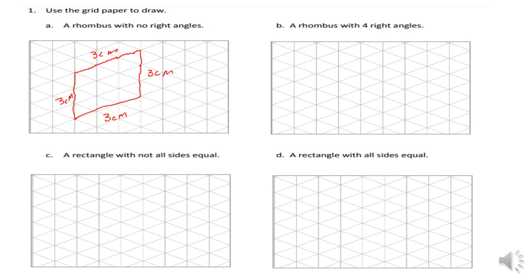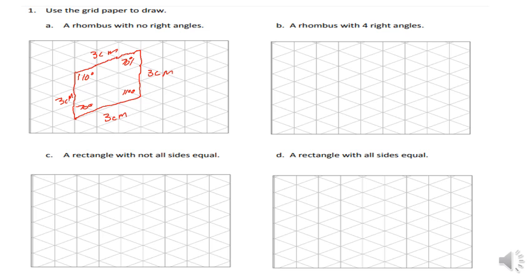Now I made sure that they were not 90-degree angles. Assuming these are isosceles triangles, each one of these is probably 55, so that'd probably be a 110-degree angle here. That means the opposite would be a 110-degree angle. And that means each one of these sides here would be 70, because we know adjacent angles have to add up to 180. So no right angles, we have a rhombus.